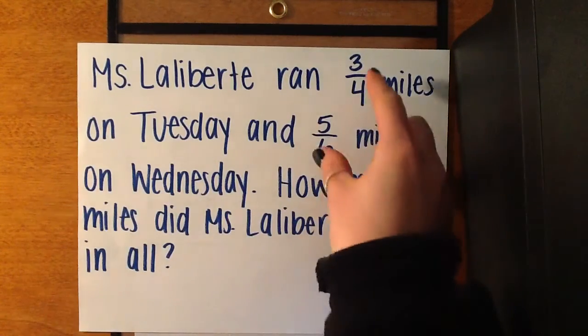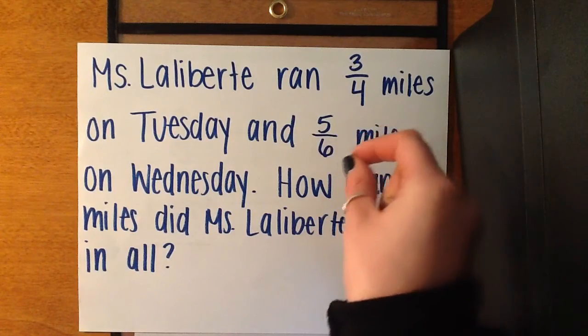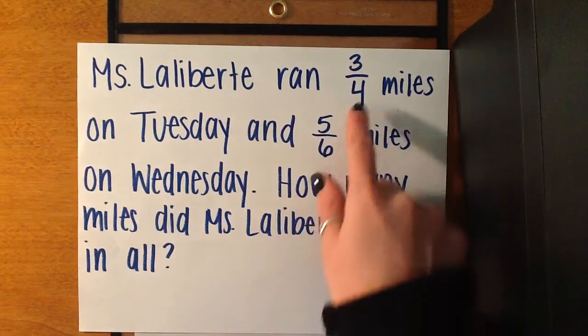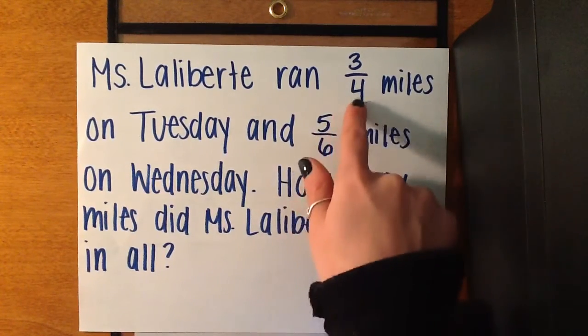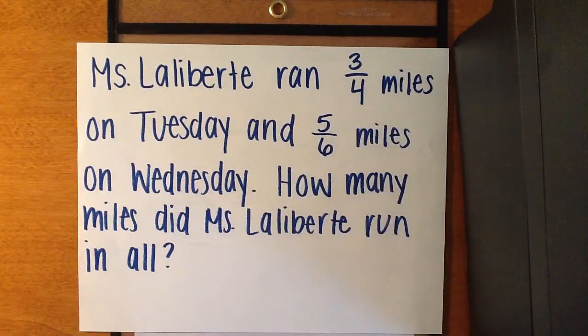Sadly, I can't just combine these two fractions to get 8/10. I have to first find a common denominator. If the fractions don't have the same denominator, we can't add them right away. We have to find the common denominator.